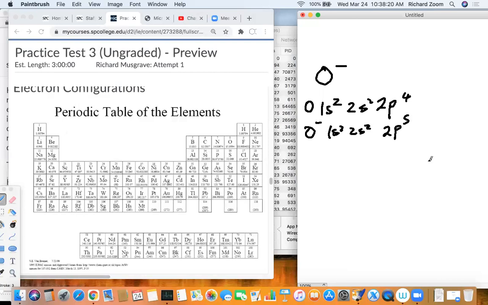That would be O minus. And if we were interested in the number of unpaired electrons, again, we just look at the 2p5 area. And 2p is going to have the three orbitals here, and 2p5, they'd be 1, 2, 3, 4, 5. So it would have one unpaired electron as well. So that's how you figure it out.